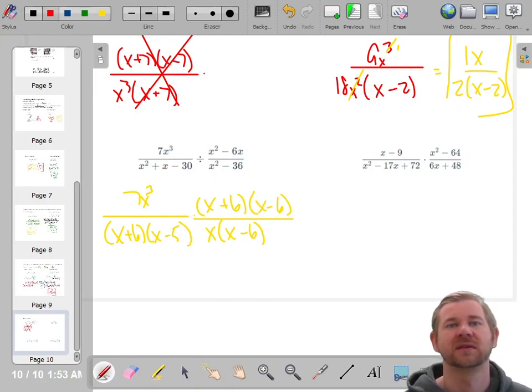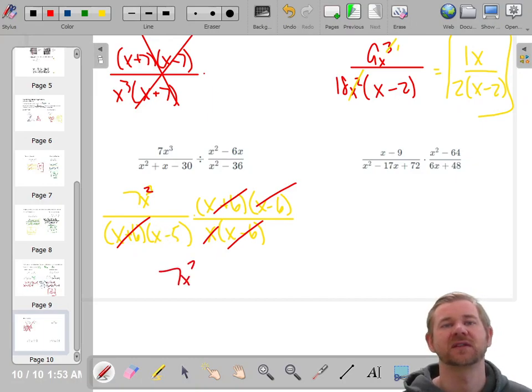So what cancels out? One of these x's, so now that's 2. 7x squared in the top, x minus 5 in the bottom.